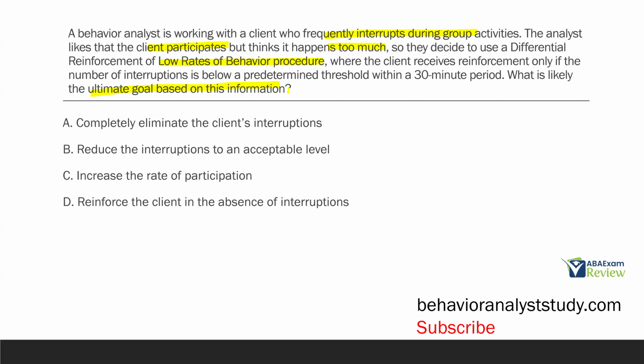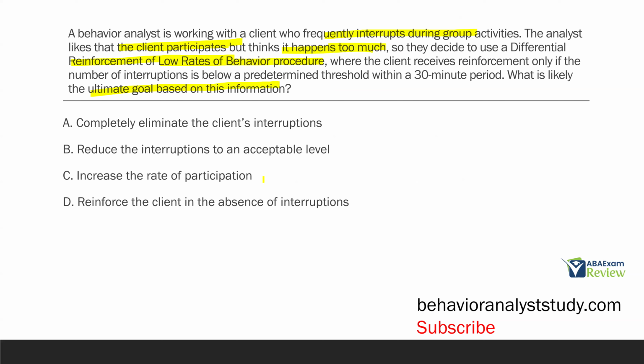So what is our goal based on that information? A, completely eliminate the client's interruptions. That doesn't seem to be the goal because the participation is good. It's just happening too often. So we're not trying to completely eliminate it. And that is reinforced, or bolstered, I should say, by our choice of a DRL procedure. B, reduce the interruptions to an acceptable level. Yes, we want to reduce those interruptions to a level that is acceptable, that might be socially valid. So B looks pretty good.